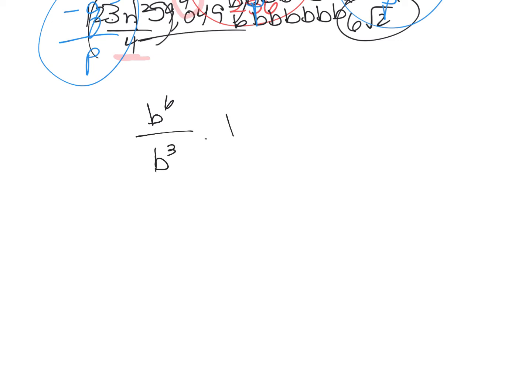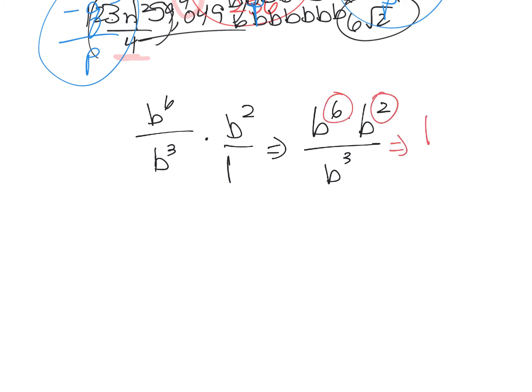Okay, so let's look at one where we have b to the 6 over b to the 3 times b to the power of 2. Well, I have a fraction, so I'm going to put this b to the power of 2 over 1. I'm going to multiply straight across. I have b to the 6, b to the power of 2 over b to the power of 3. I'm going to add my numerator, so I have b to the power of 8 over b to the power of 3. Now I'm going to subtract the 3, so I end up with b to the power of 5.